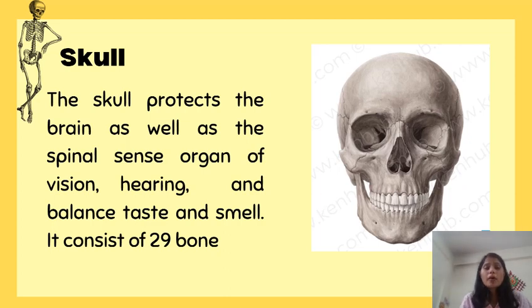So let's talk about axial skeleton, that is skull. The skull protects the brain as well as the sense organs of vision, hearing and balance, taste and smell. It consists of 29 bones. तो skull क्या होता है? This is skull. All right. There are total 29 bones.